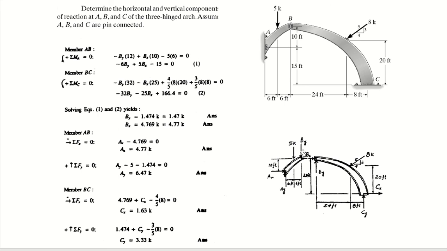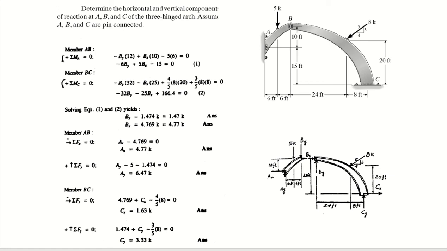Now take member BC and take moment about point C is equal to 0. You will get another equation in terms of BX and BY. So BY into 32 minus BX into 25. You know the distance, horizontal distance is 32, so 24 plus 8 is 32, and the vertical distance is 10 plus 15, 25, right? Plus this 8 has two components, vertical component and the horizontal component, right? So the horizontal component multiplied by vertical distance, and the vertical component multiplied by horizontal distance.